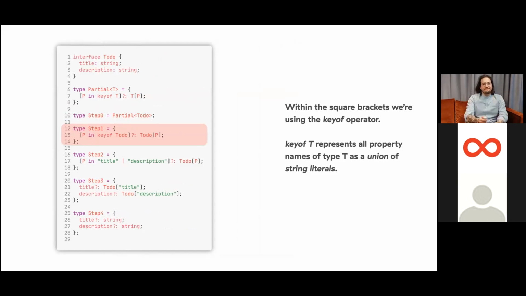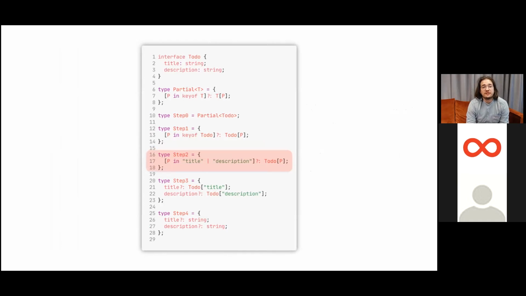So within the square brackets, we're using the keyof operator. Keyof from a type parameter represents all property names of type T as a union of string literals. So what this basically means is we're going to get back a union of title and description if we provide a Todo interface. So anything that can be accessed in JavaScript land, everything that's publicly available on that interface, we will get that back as a string literal. So basically, when we desugar the keyof Todo, we get a union of both title and description string literals, and that's the union of string literals.